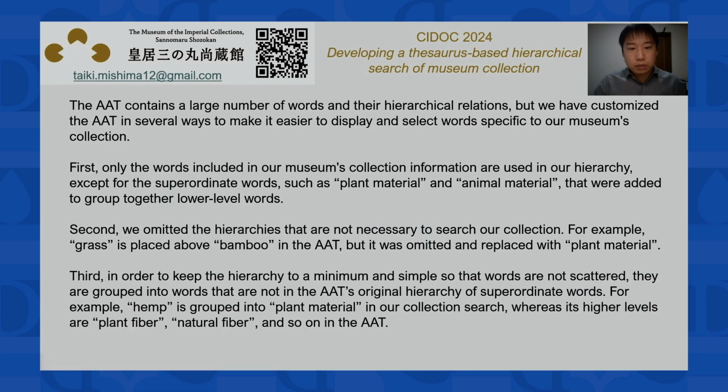Third, in order to keep the hierarchy to a minimum and simple so that words are not scattered, they are grouped into words that are not in the AAT's original hierarchy of superordinate words. For example, hemp is grouped into plant material in our collection search, whereas its higher levels are plant fiber, natural fiber, and so on in the AAT.